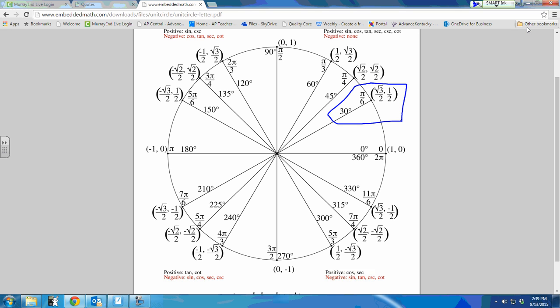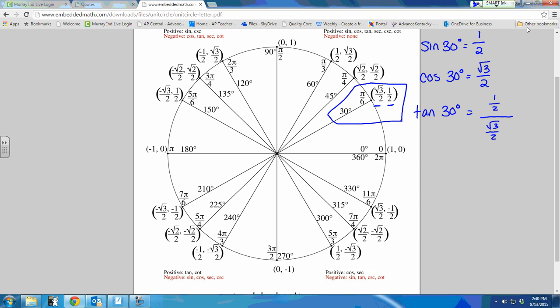Okay, so for 30 degrees, if we find sine of 30 degrees, that's the y, so that's 1/2. We find cosine of 30 degrees, that's the x, square root of 3 over 2. Okay? Now, if we find tangent of 30 degrees, that's y over x or sine over cosine. So that's 1/2 divided by the square root of 3 over 2.